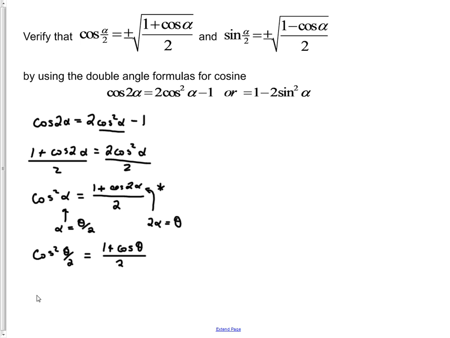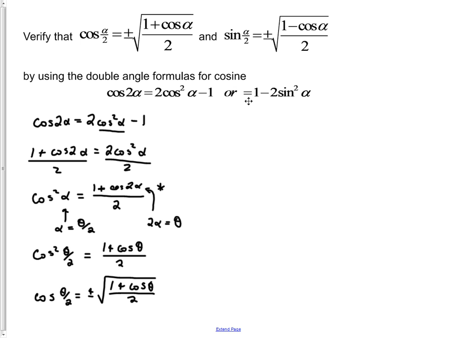So now you can see, well, this is sort of an easy jump. Take the square root of both sides, and we'll find that the cosine of theta over 2 is indeed equal to, positive or negative, the square root of this quantity, 1 plus cosine of theta divided by 2.